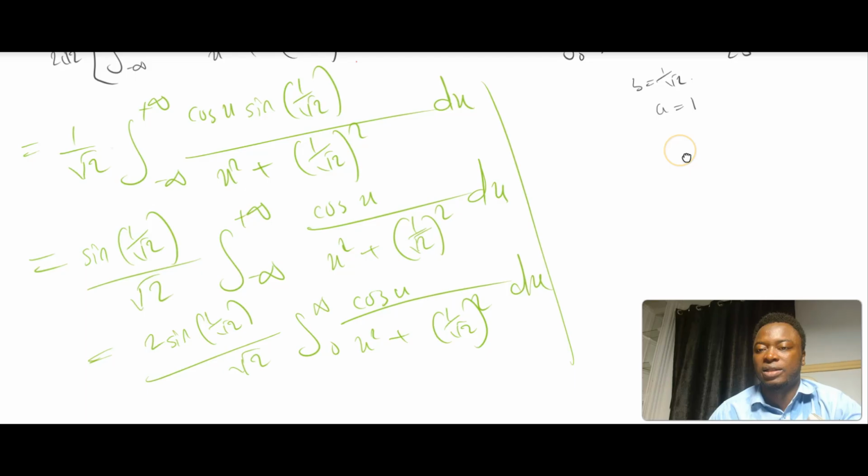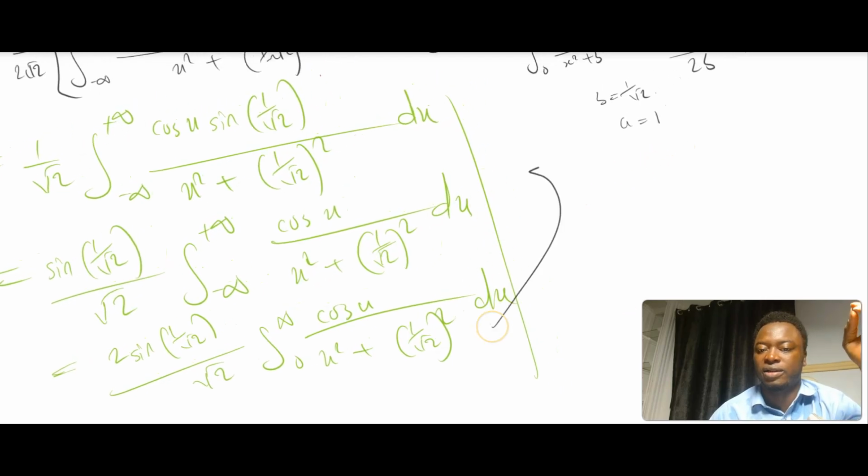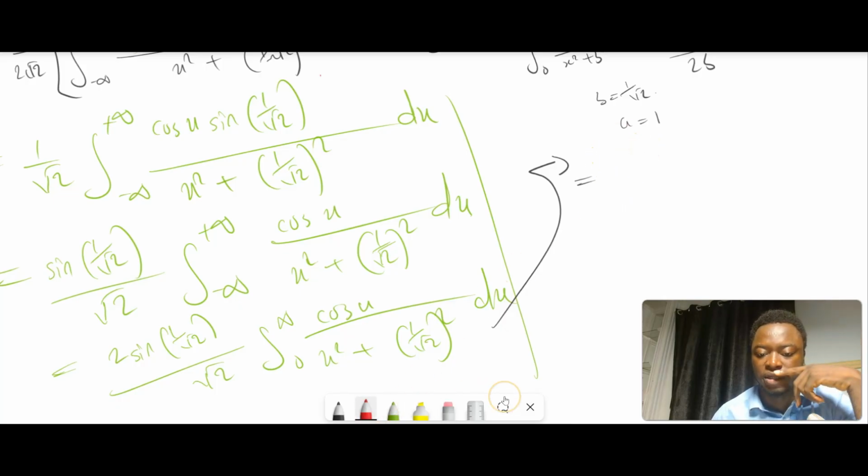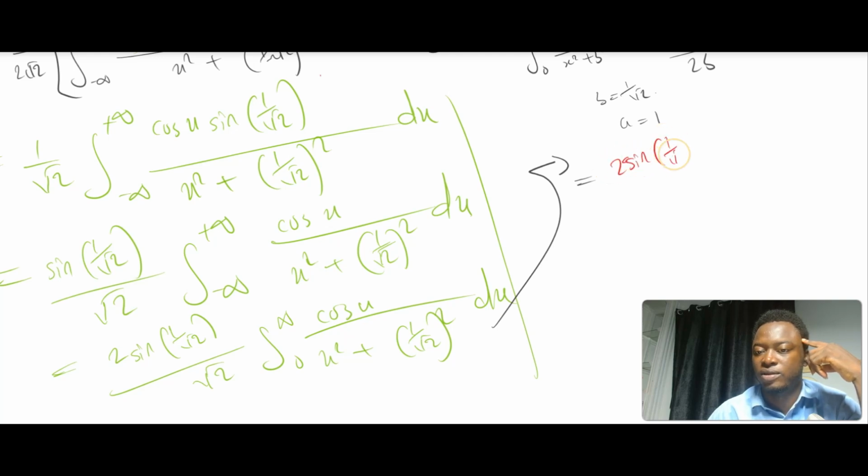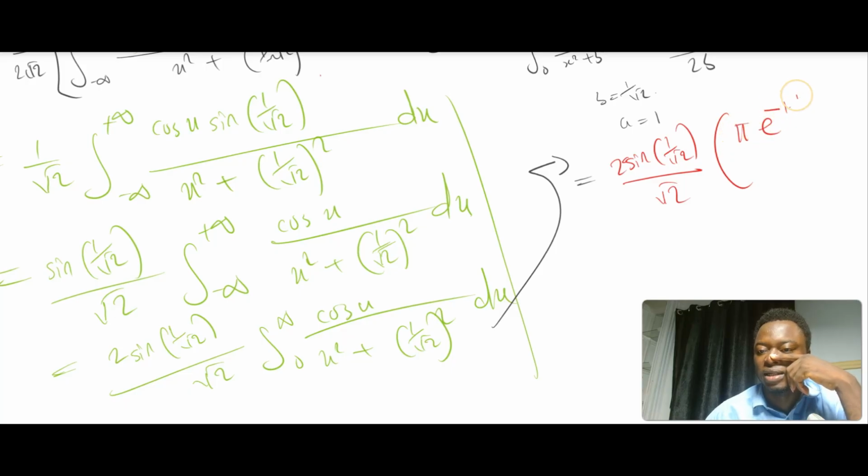So you can see that in this case, our integral would be equal to 2 times the sine. Let me use a different color here, let's use red. So you have twice the sine of 1 divided by square root of 2, all divided by square root of 2. On this part here, you would have pi e to the negative 1 times 1 divided by square root of 2, all divided by twice times 1 divided by square root of 2.